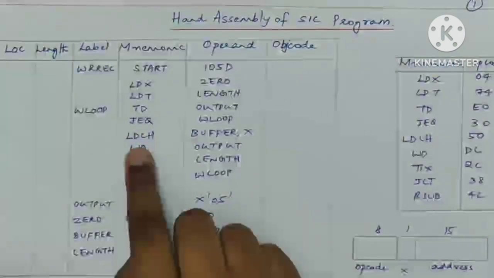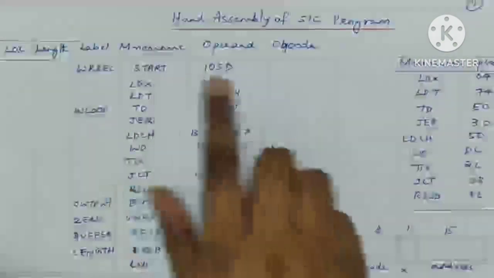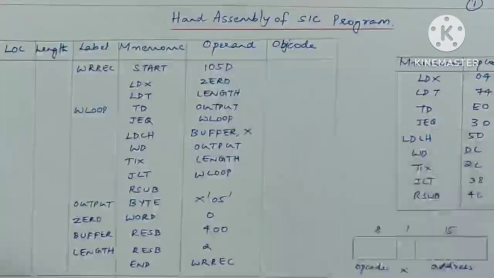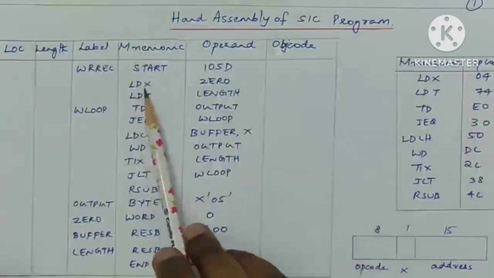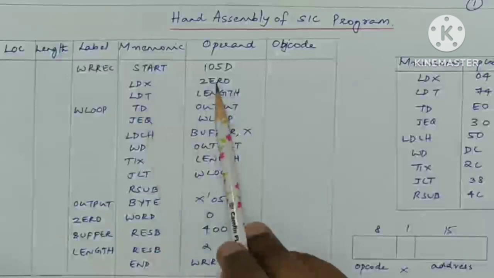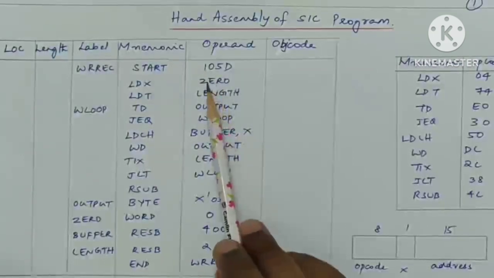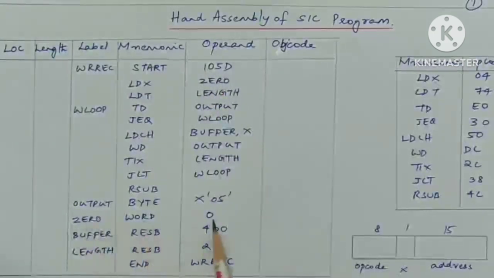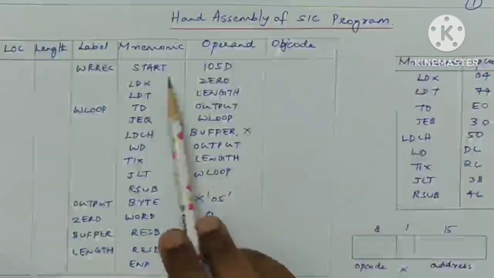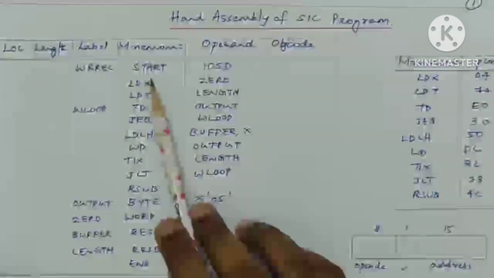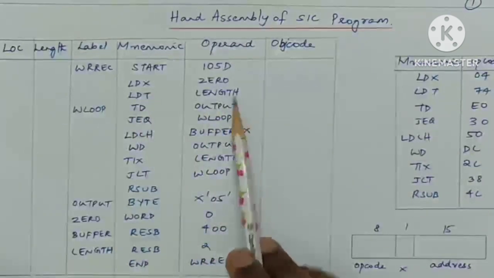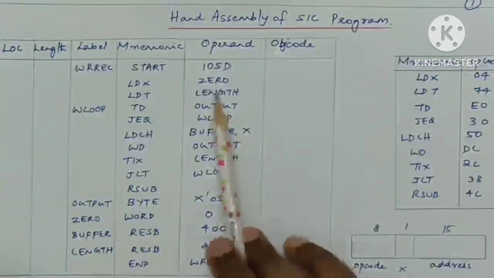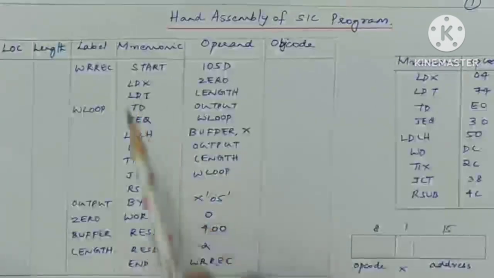Then this is our program. In the program, START 105D means the program is being loaded from the address 105D. The first instruction is LDX zero, so loading the index register with the value contained in the location zero. Zero contains 0, so the index register is loaded with the value 0. Then loading the register T with the value contained in length. Length contains 2, so the register T now contains the value 2.